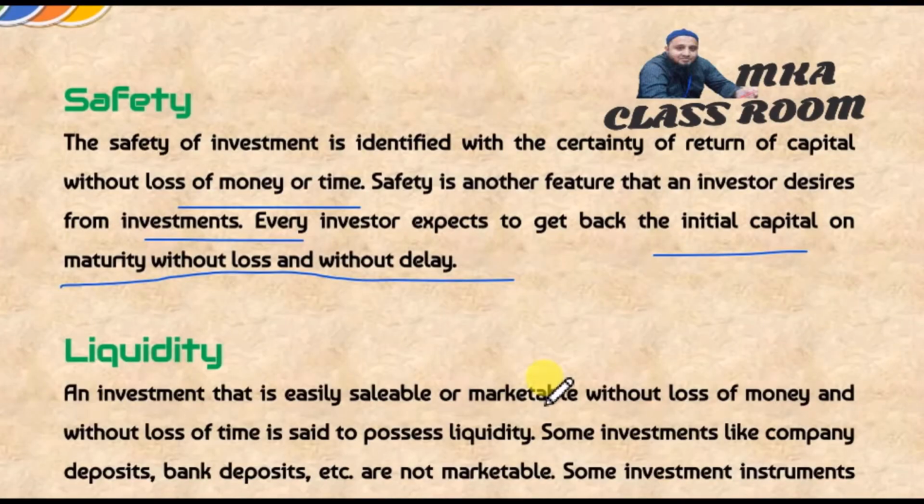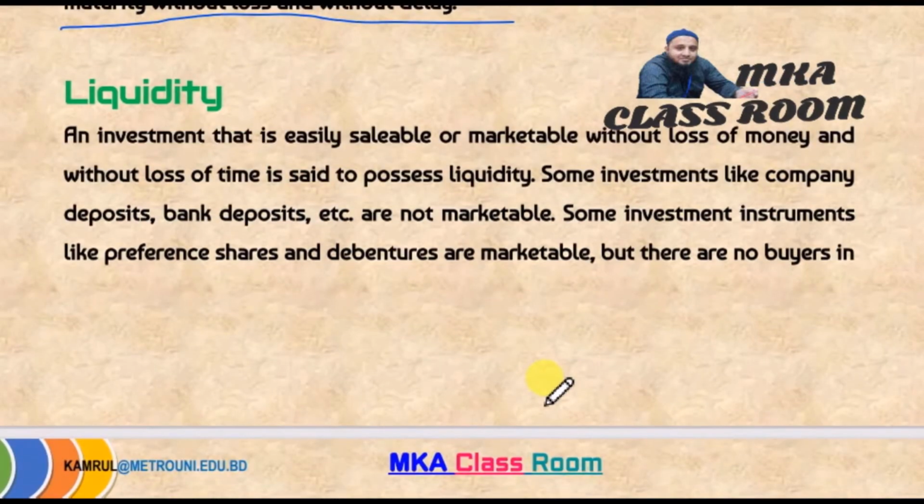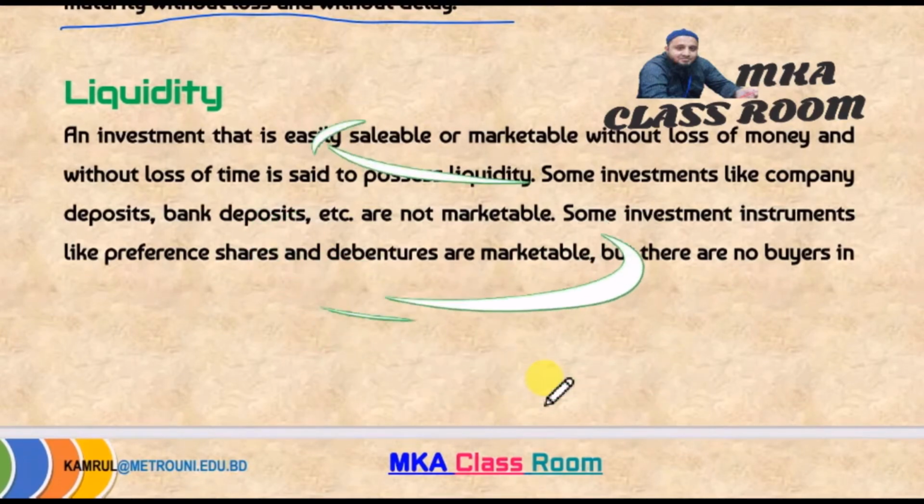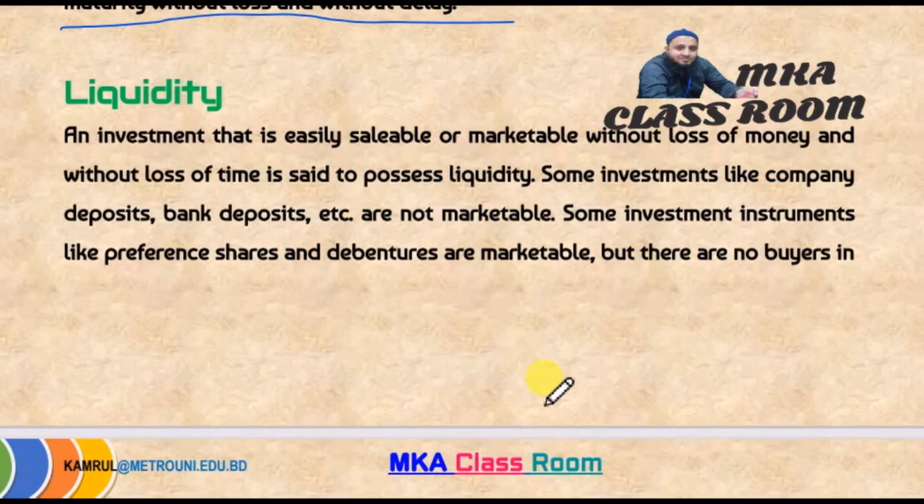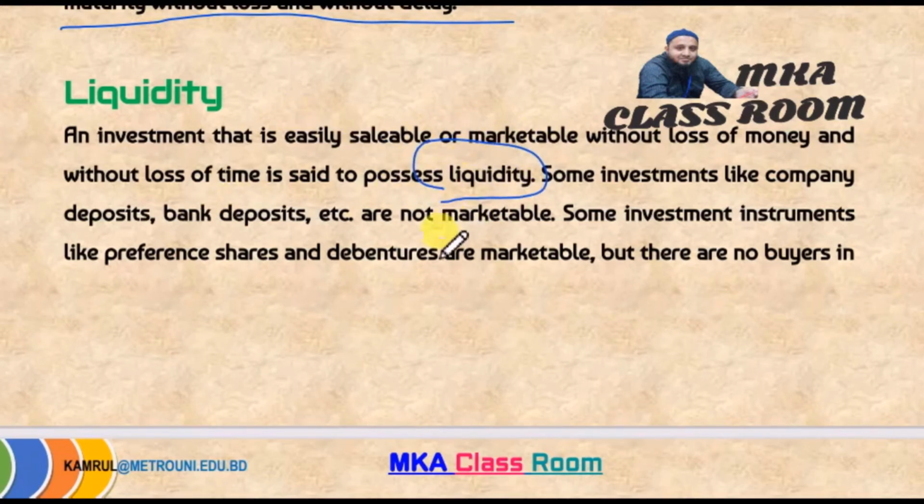After that, we will see liquidity. An investment that is easily sellable or marketable without loss of money and without loss of time is said to possess liquidity. So here we see an investment which is easily sellable or marketable without loss of money or without loss of time is said to be liquid. Some investments like company deposits, bank deposits, etc. are not marketable.